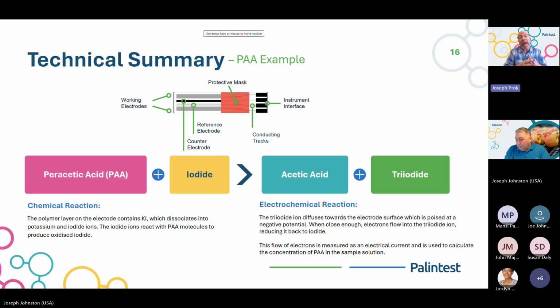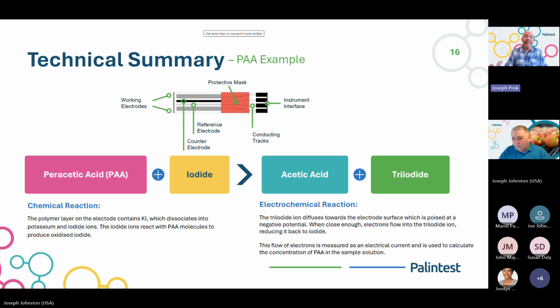With respect to PAA, the reagent that we use is not KCl, it's KI, or potassium iodide. When it comes in contact with water, it dissociates the iodide from the potassium, and it's free to roam about in that sample of water. Hopefully you've got PAA in that sample, and when that occurs, the acetic acid of PAA will oxidize that iodide ion.